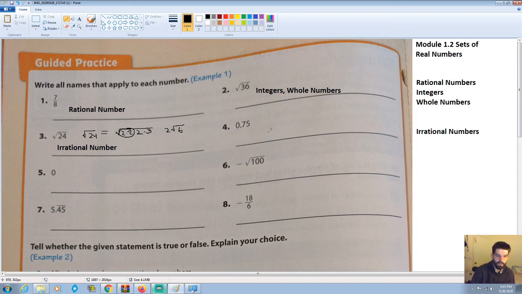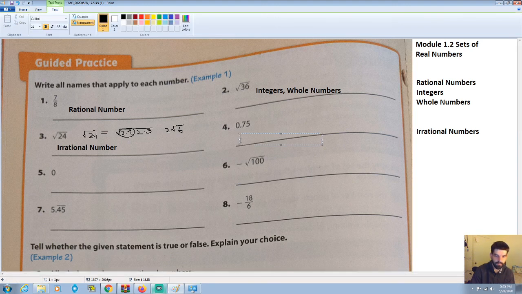For number 4, 0.75. So 0.75 is going to be a rational number.